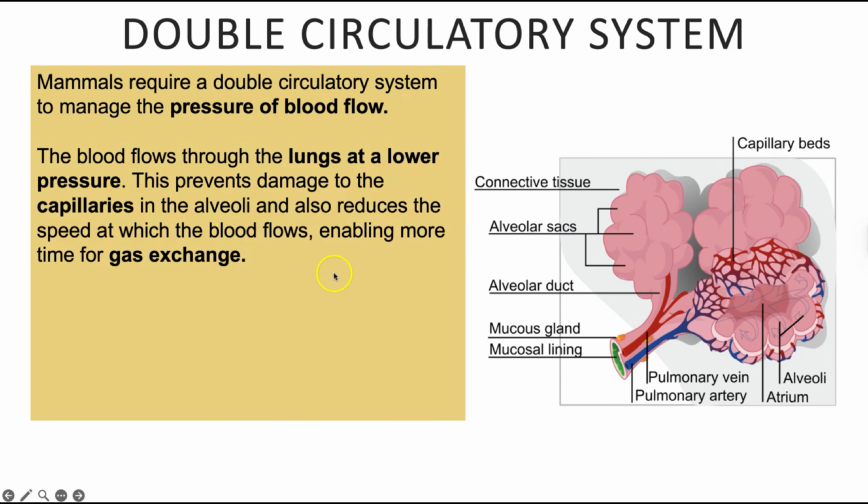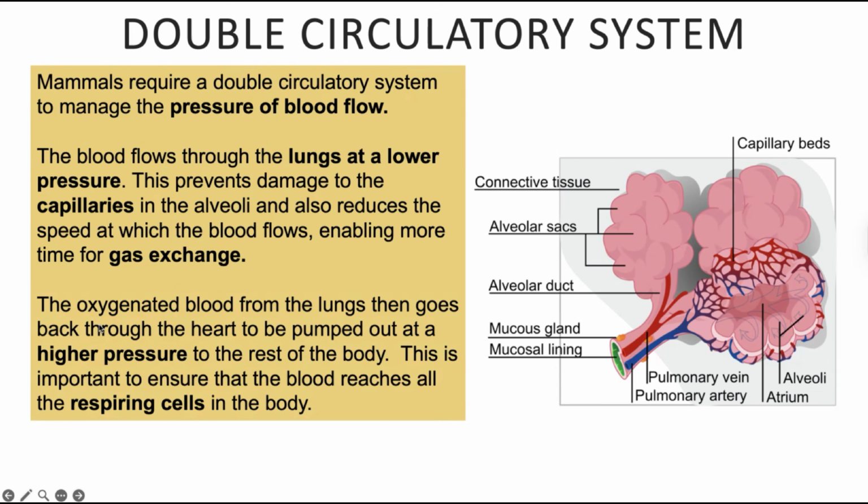So the lungs are directly behind the heart. So they're not a very far distance at all. So you don't need a high blood pressure to make sure that the blood reaches the lungs. And in fact, we don't want a high blood pressure because that could damage the capillaries in the lungs if the blood was pumping through at that high pressure. And also it's an advantage to have a lower pressure because that reduces the speed at which the blood flows, which means there's more time for gas exchange in the alveoli.